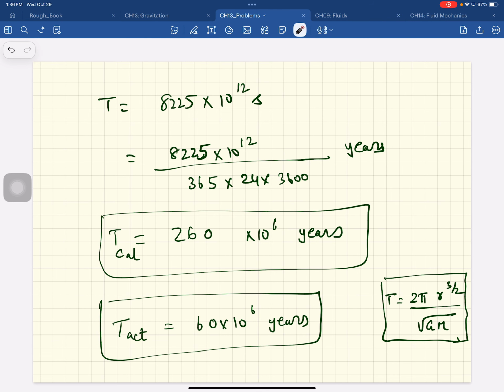Okay, so the observed period is 60 million years. From all the stars that we can see, it should be 260 million years. Okay, so if the observed period is smaller, there must be a lot more mass than we can see. That's evidence for dark matter.